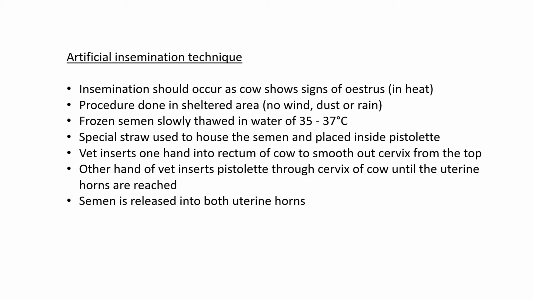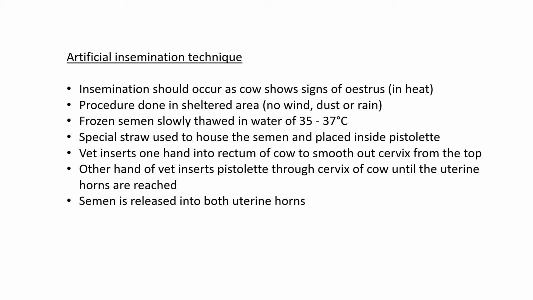And secondly, the procedure should be done in a sheltered area, so there shouldn't be any wind, dust, or rain, again to prevent contamination of the sperm and also contamination when the sperm is being placed into the cow. Then thirdly, frozen semen must be thawed first, meaning it was frozen, but now you want it to be kind of like room temperature. So it must be thawed in water of about 35 to 37 degrees, so body temperature. Because again, you want to put the sperm inside the cow while they are swimming and alive. Otherwise, if they're frozen, they can't do anything inside the cow.